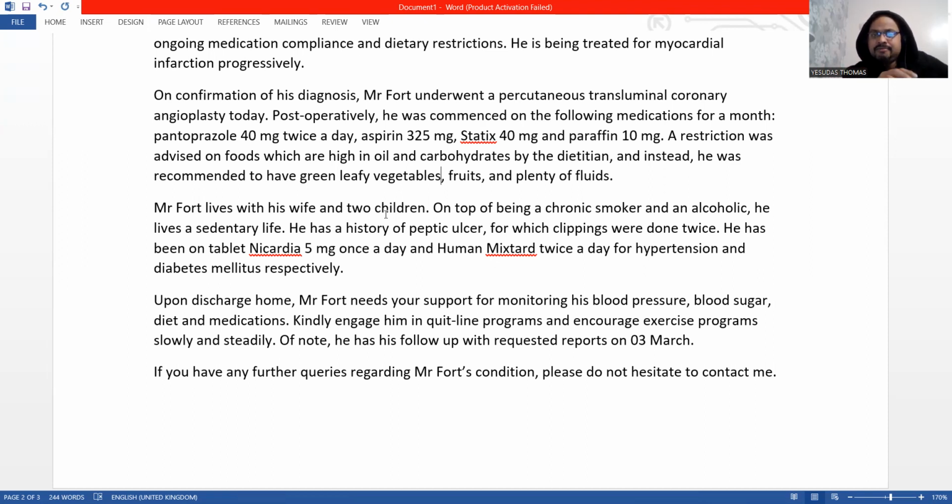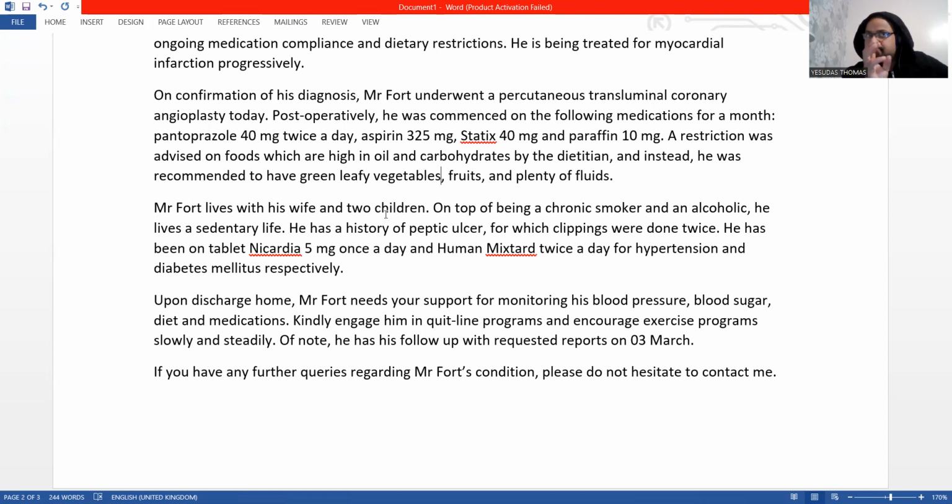He has a history of peptic ulcer for which clippings were done twice. So this is a relevant history because she should be taking care of the food, because she's taking care of the dietary requirements too. So she needs to consider that the patient has had peptic ulcer and had two clippings done before, so has to be very careful with the food which is given, which should not be irritating, which should not be too spicy or hot.